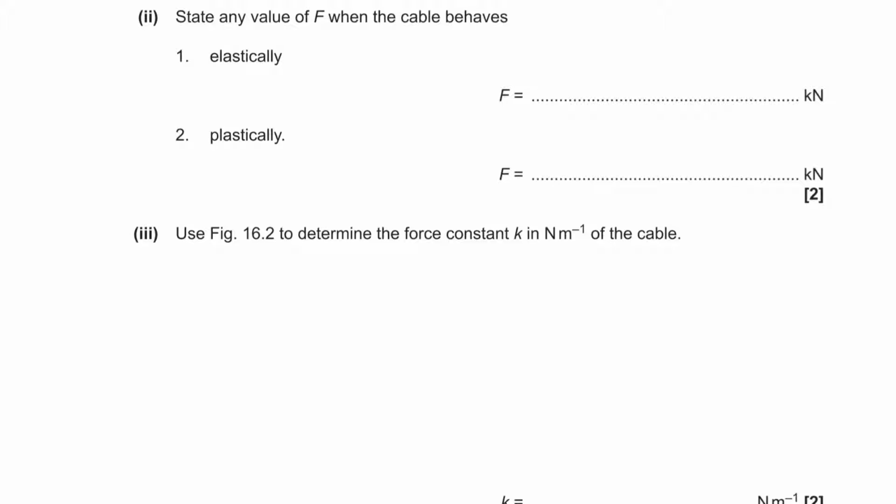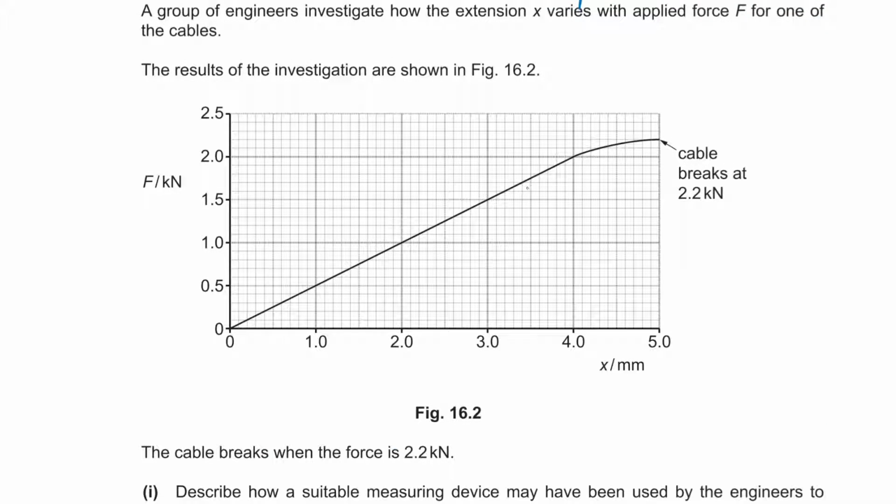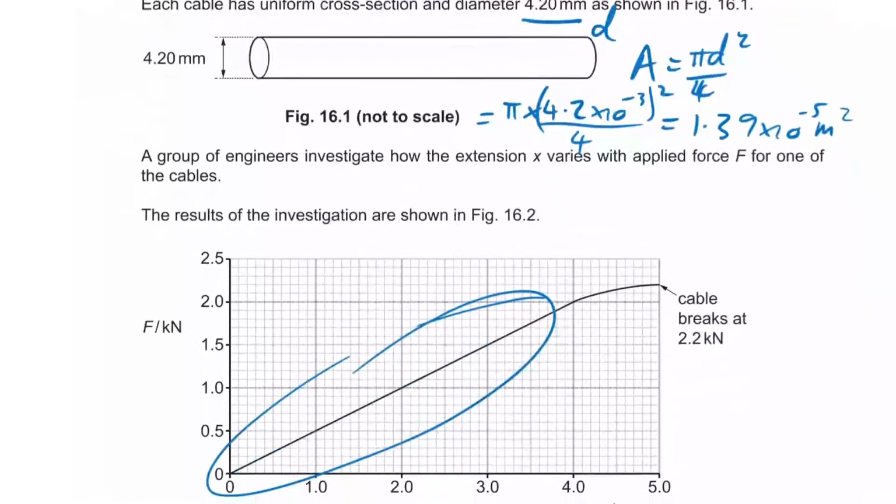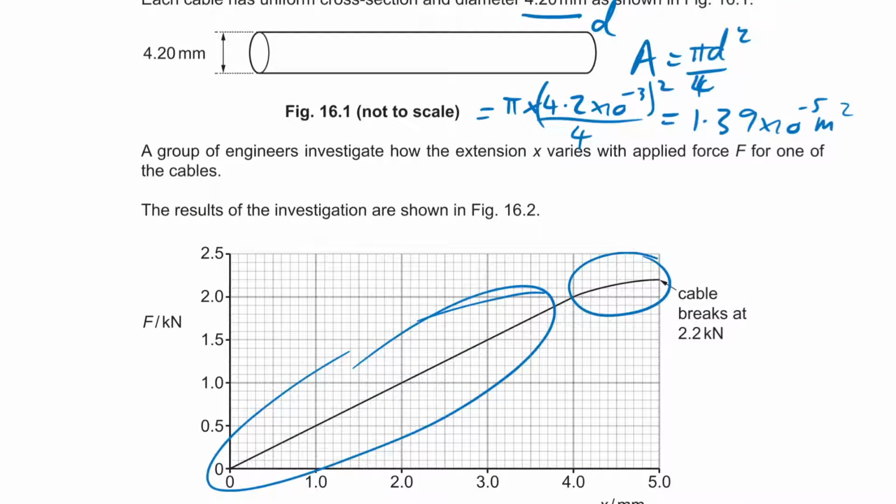Part 2, state any value of F when the cable behaves elastically. Okay, so when it's elastic we're talking about this bit here. So I don't know, we can just go for 1 kilonewton, easy. And then plastically we've gone past this bit, we're into the plastic region over here. Bear in mind that the elastic limit can still be past the limit of proportionality. So there's the limit of proportionality, but the elastic limit is usually past that. So let's go a little bit further, shall we? Let's go for that point there. So let's call that 2.1.